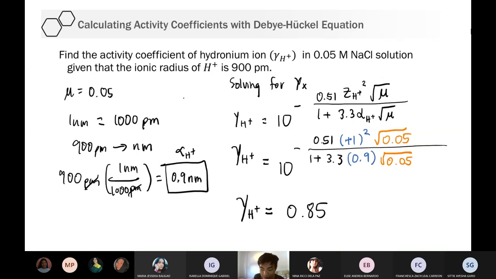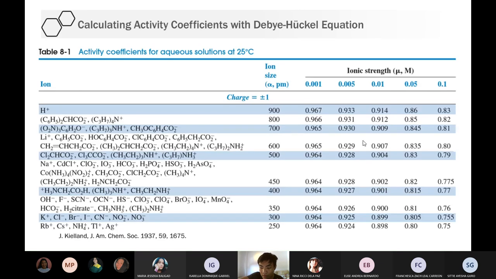No? So, for example, the ionic strength for the solution is 0.05. Ang gusto natin hanapin is yung kay H+. So gagawin mo, hanapin mo yung 0.05, ito 'yon. Hanapin mo yung H+, ito 'yon. So our gamma is 0.86. Tapos na. Tapos ang problema.